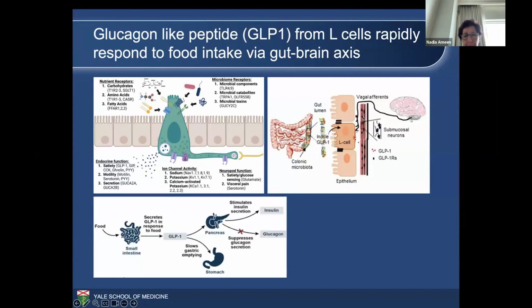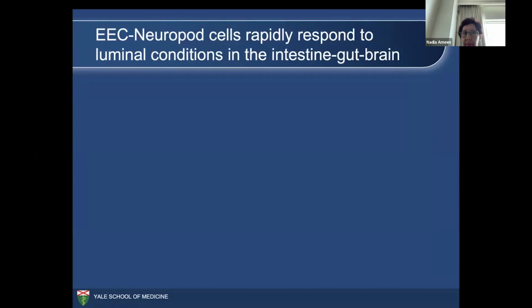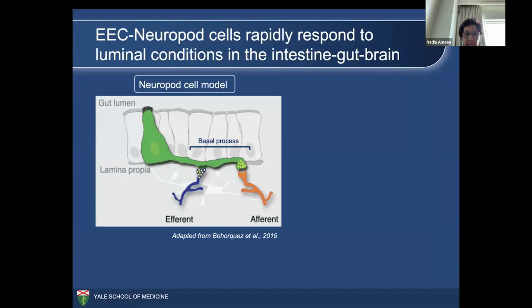And so these are cells that secrete GLP-1, which has a number of functions, including stimulation of insulin secretion, suppression of glucagon, and retardation of gastric emptying. These properties have led to successful development of the drugs that you all recognize, Ozempic and the likes, that have been largely successful for type 2 diabetes and weight loss. These are a subtype of enteroendocrine cells called neuropod cells. And these neuropod cells have been shown to rapidly respond to luminal conditions in the intestine and communicate with the gut-brain axis, shown here diagrammatically, through these basal processes and this connection through the basal nerve.